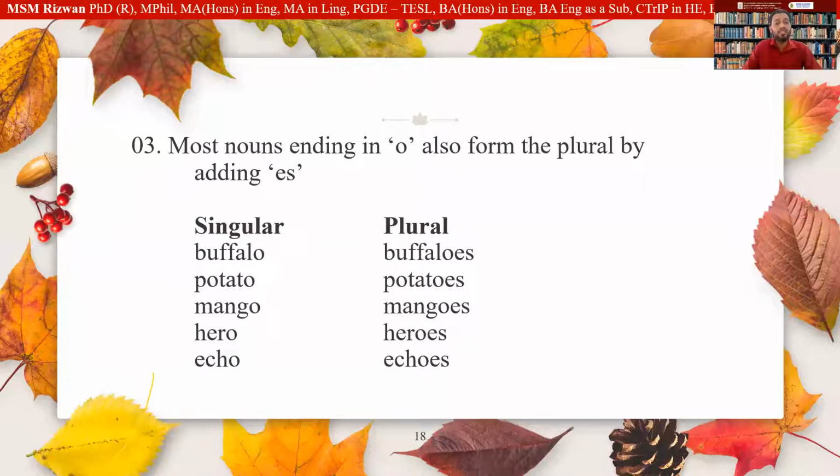And now let us move on to the third one: most nouns ending in O. So consider the letter O. Most nouns ending in O also form the plural by adding ES. Earlier you saw the formation of plural by adding ES, and here you could see that most nouns ending in O also form the plural by adding ES. Now you see here buffalo, buffaloes. Can one of you read out the given examples?